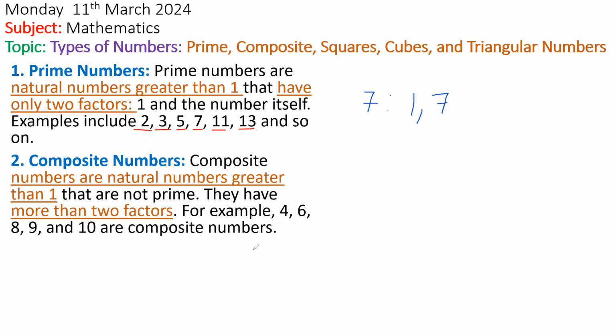Then we have something called composite numbers. Composite numbers are basically the opposite of prime numbers. Any number that is not prime is composite. These are natural numbers greater than 1 that have more than 2 factors. What does that mean? Let's look at a number like 32. What are the factors of 32?